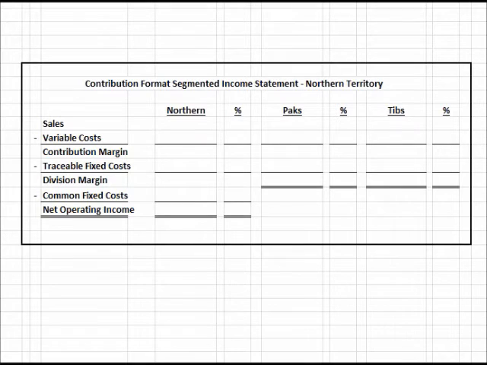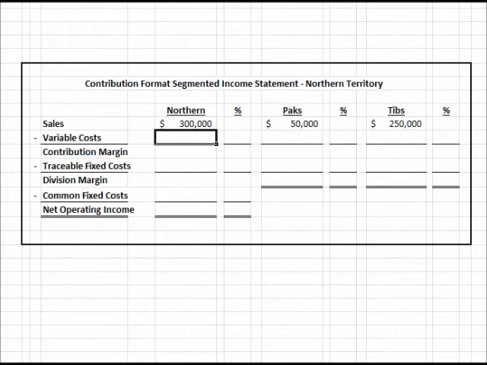Now the sales are 50,000 for packs and 250,000 for tibs respectively, giving us a total of 300,000. We knew we had a total of 300,000, and we just broke it down to the two different products that we do.